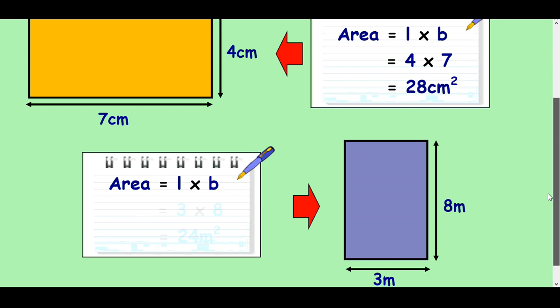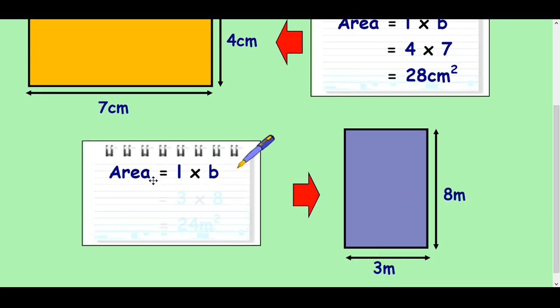Okay, one more to show you what's going on there. So we've got area equals length times breadth, which is your formula, and we're doing 3 times 8 or 8 times 3. And then to finish it off, 3 eights are 24 and it's metres squared this time as opposed to centimetres squared, because each measurement is in metres. If you were doing a square, it would be exactly the same thing, but obviously with a square the length and breadth would be the same. So it would be like 5 times 5, or 6 times 6, or 7 times 7.